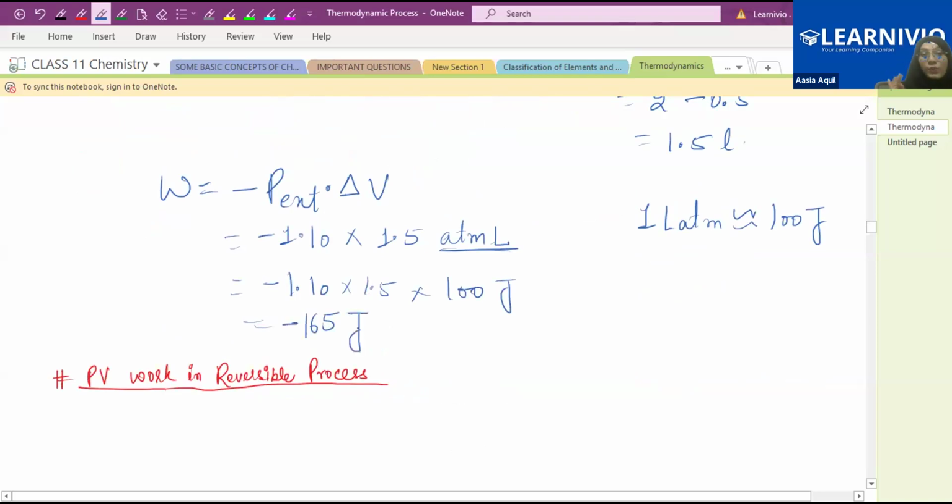The work here is minus 165. And what does the negative sign say? The work has been done by the system. So energy has been transferred from the system. Okay, so minus 165.